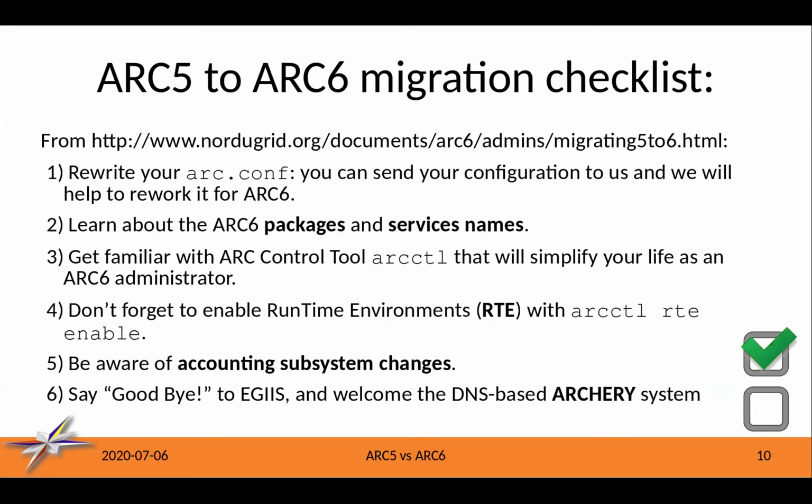Then after that, you learn what are the ARC6 packages and service names. Then you get familiar with the ARC tool. Andrew would give us an overview now. You enable the important runtime environments that are required for your workflow. And then you need to learn the accounting subsystem changes. And the 6th step, if you want to be part of the index, is the new DNS archery system, and you need to interact with us to enable this archery thing.